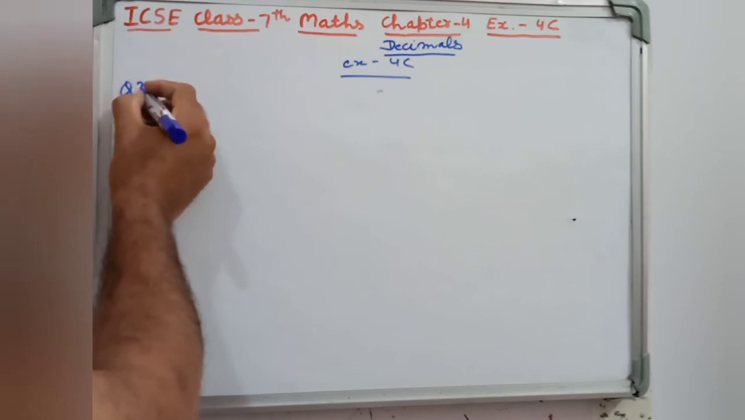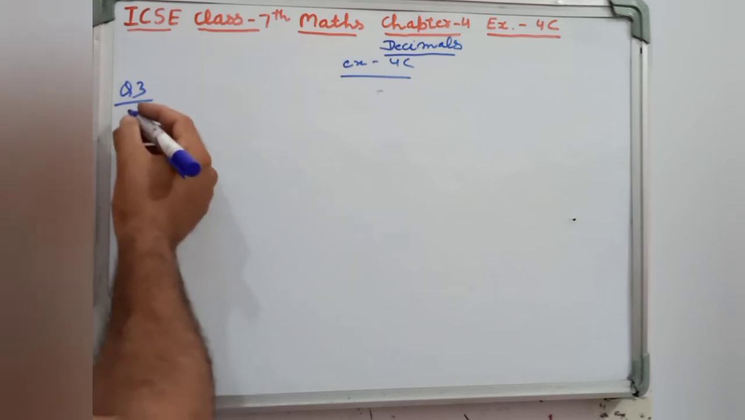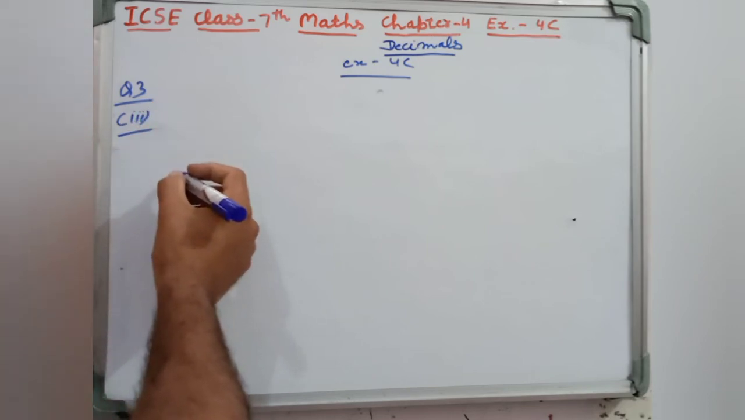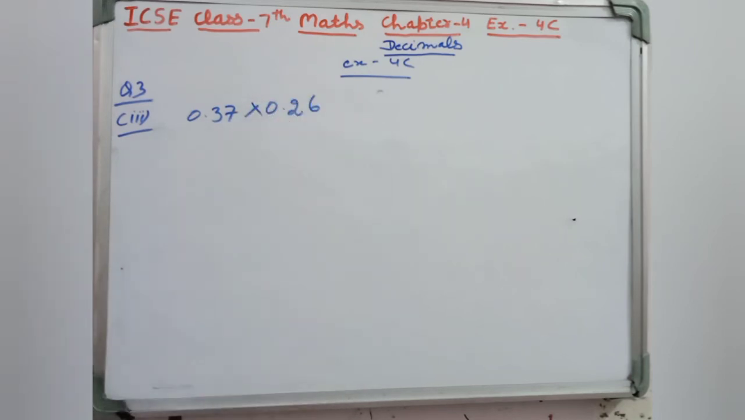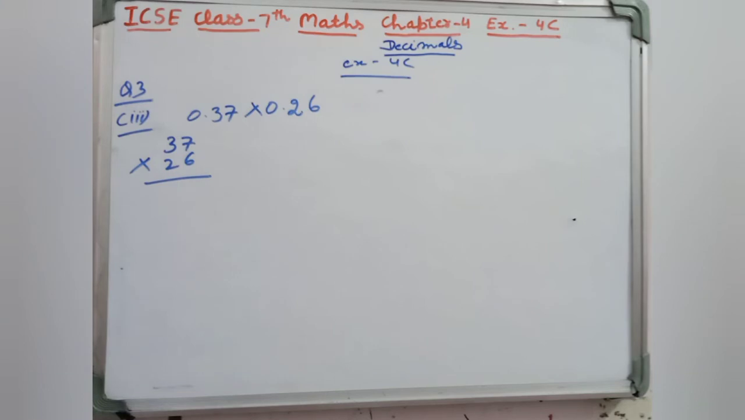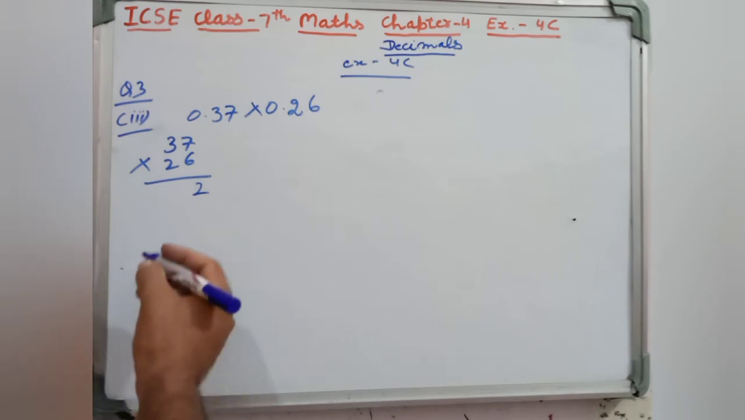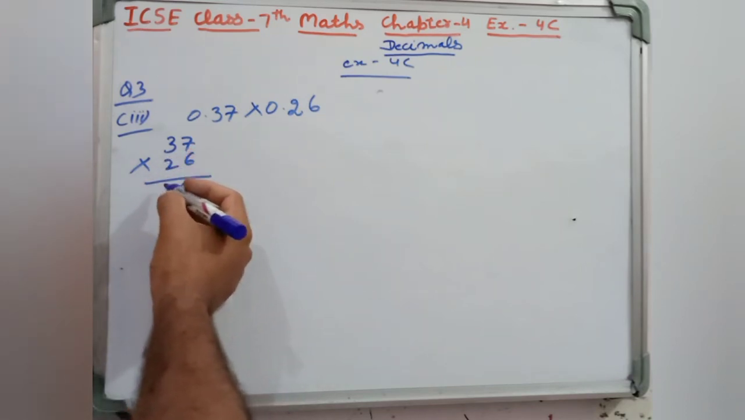So this was our second question, 2 parts. The remaining parts are your homework. Now question number 3, we will do part 3. Third is 0.37 to be multiplied by 0.26. Again, do multiplication this way. 6 times 7 are 42, 4 will carry. 6 times 3 are 18 plus 4, 22. 2 times 7 are 14. 14 plus 22, 36. 36, 6 will be here, 3 carry. 2 times 3 are 6 plus 3, 9.